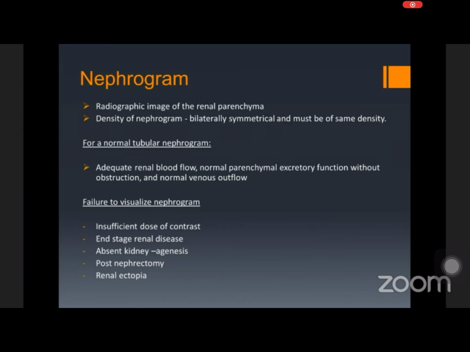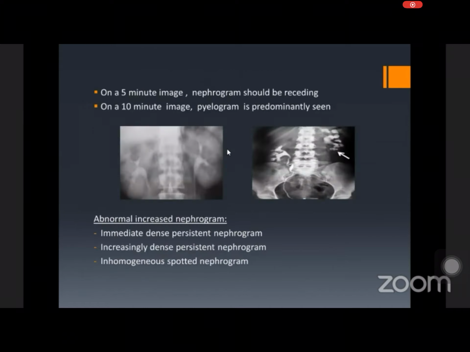On a 5-minute image, the nephrogram should be receding. So this is a 5-minute image showing that the nephrogram and the contrast in the renal parenchyma and the collecting system are of equal density.